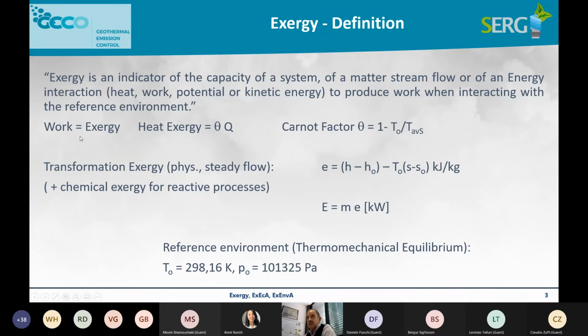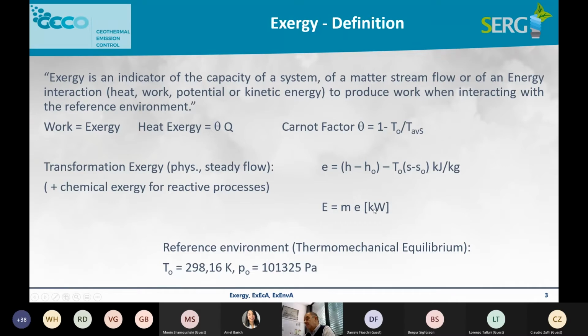And there is an equivalence between work and Exergy, and to convert heat into Exergy, you need to apply a Carnot factor, which is defined in this way through the average temperature of the heat interaction. But most of the work we do, especially at system level, we do using physical Exergy in terms of specific Exergy, kilojoule per kilogram, which can be calculated from enthalpy and entropy through the definition of a reference environment, whose definition in terms of thermomechanical equilibrium is here below.